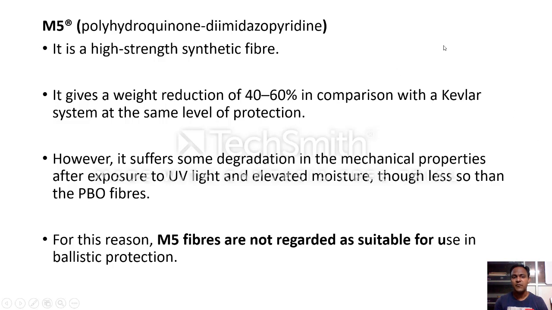Next fiber is the M5. This is polyhydroquinone diimidazopyridine. This is a high strength synthetic fiber and it offers a weight reduction of 40 to 60% in comparison with Kevlar at the same level of protection. Here the weight reduction is drastic, but it has many disadvantages: it affects the mechanical properties after exposure to UV light, and when exposed to elevated moisture, it also affects the mechanical properties. Similar to the PBO fibers, it has some disadvantages. So these materials are not regarded as suitable for ballistic protection.